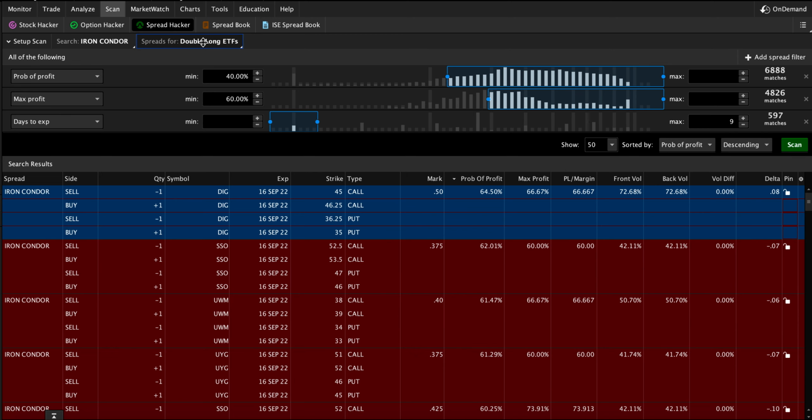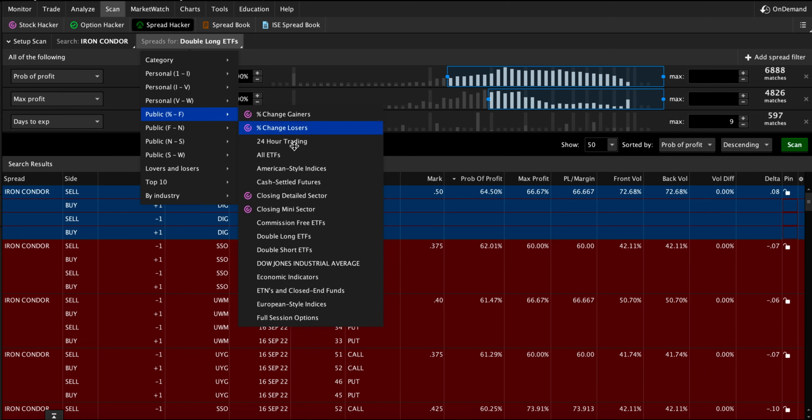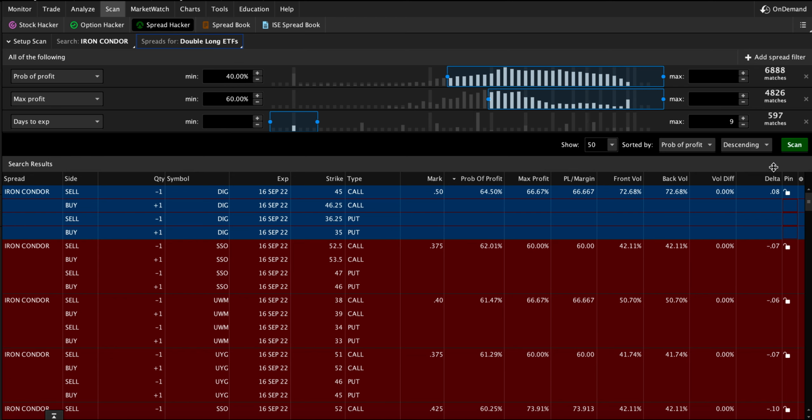Let's just say you picked any criteria here. It could be Dow Jones Industrial. It could be anything. You run the scan, and let's say it gives you this DIG. What I see here is that I'm going to be getting a credit of 50 cents. Max profit is 6% of that, and there's a probability of profit of 64.5%. So these are good numbers.